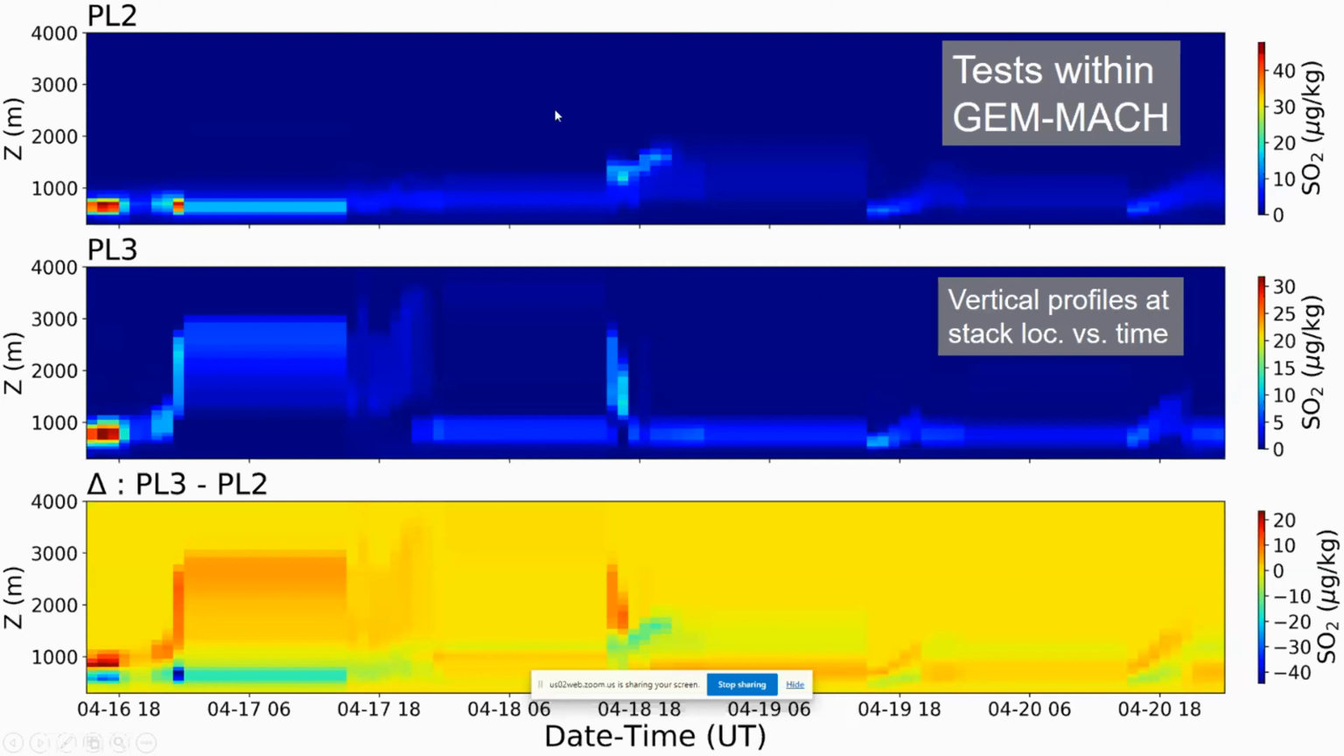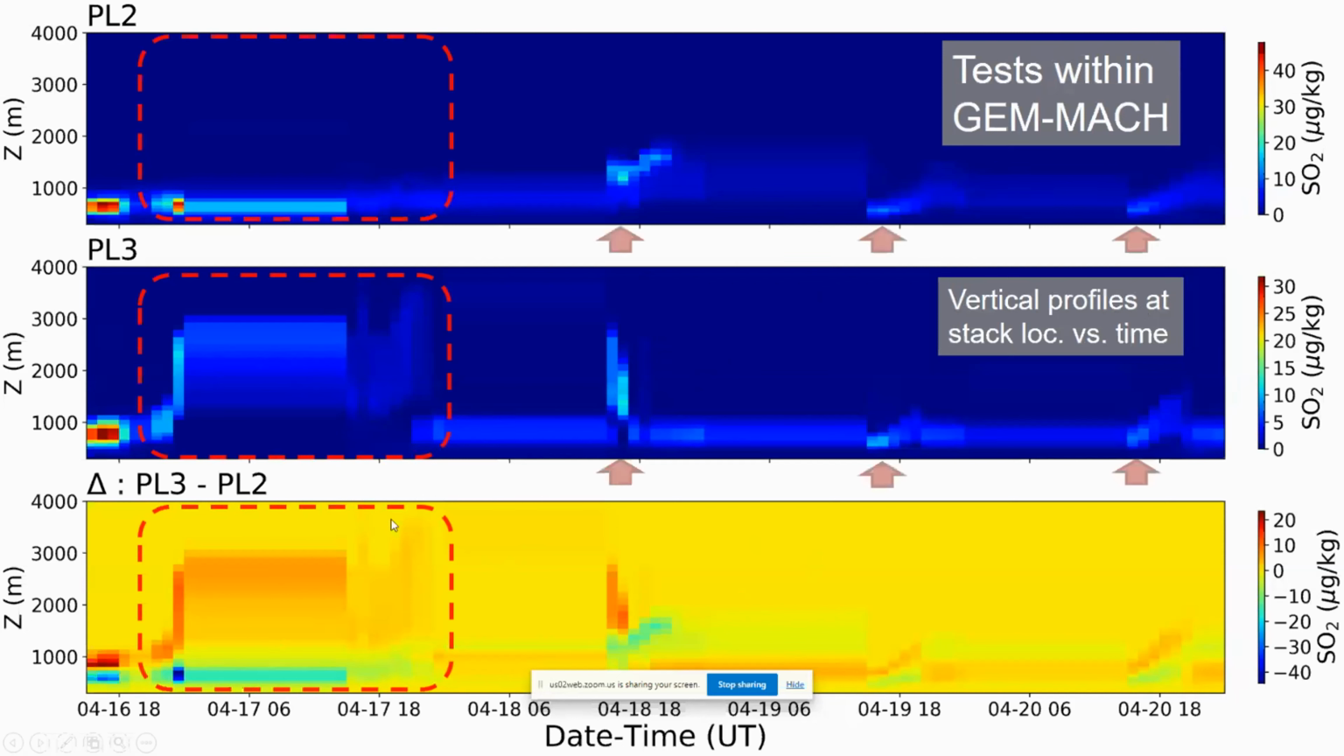At the top, I'm showing the old version, the old algorithm, in the middle the new algorithm, and at the bottom I'm subtracting the older one from the new algorithm. For this time period, you can see the effects of condensation with the new algorithm, which predicts a higher rise. You can also see some diurnal trends in both of them.